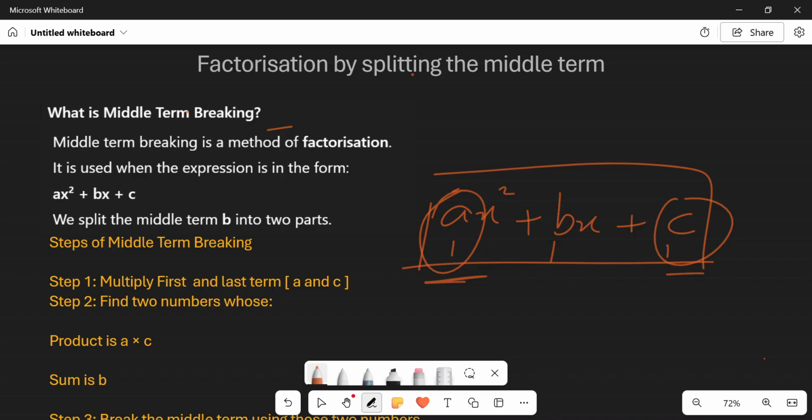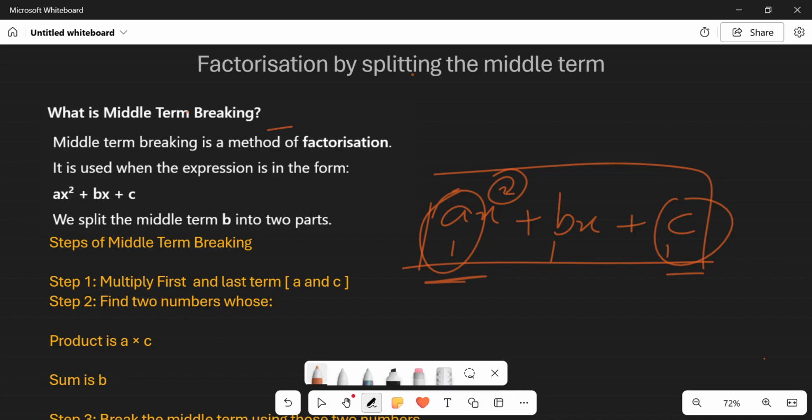One more thing: when you see that the expression has three terms, you are good to go with the factorization method, the splitting method. We will solve with the help of identities as well, but there are other rules for that. When you see the highest power of the variable is 2, you can say this is a quadratic expression. Here the highest power is x squared, so this is a quadratic expression.